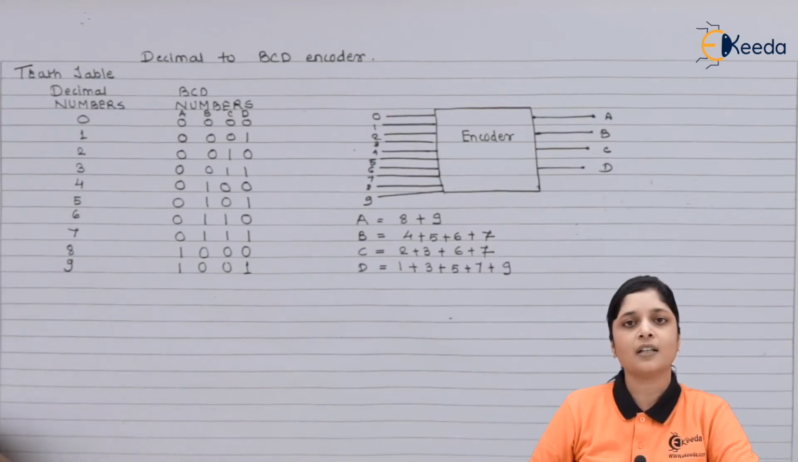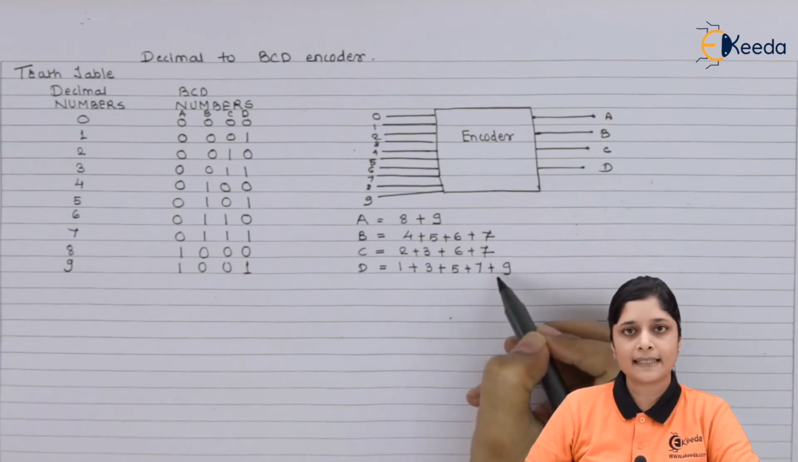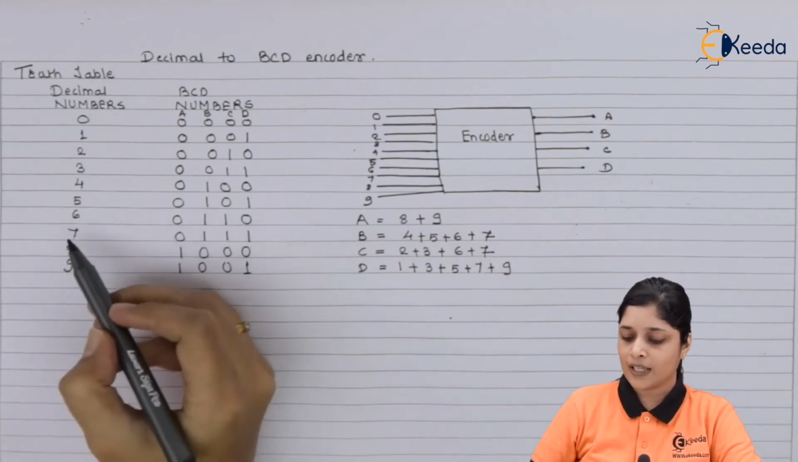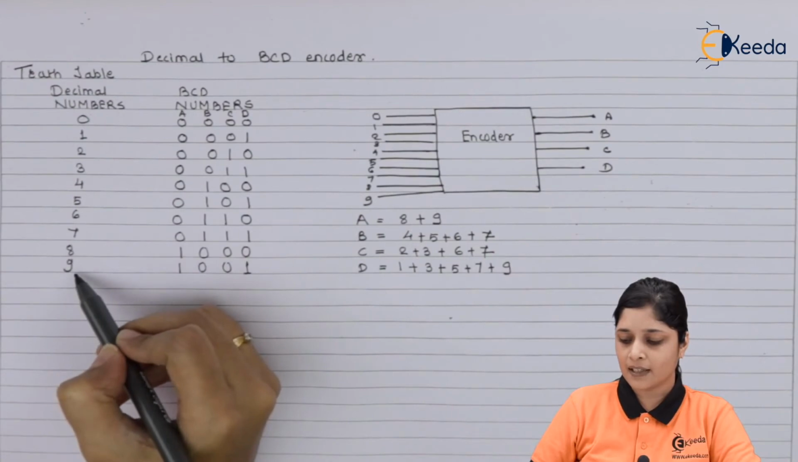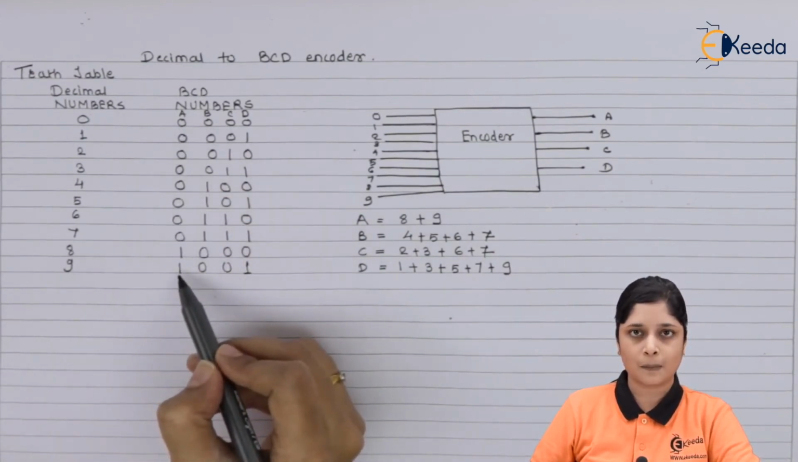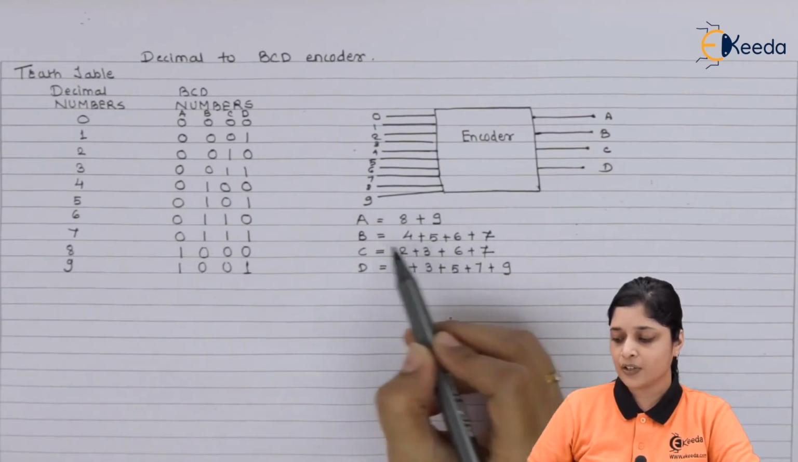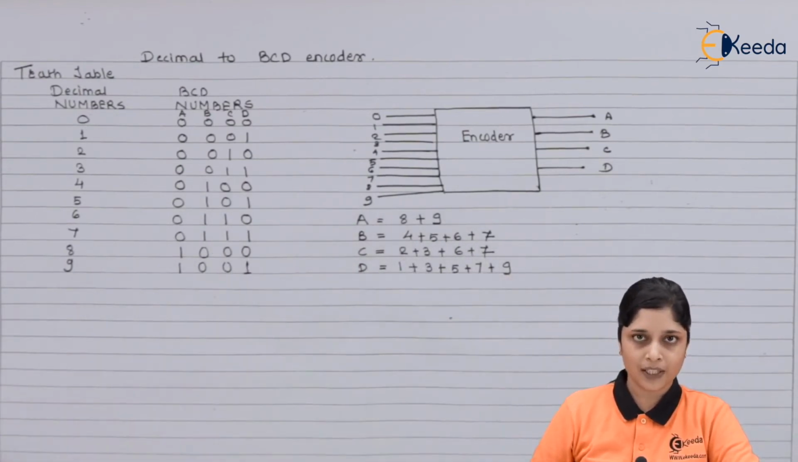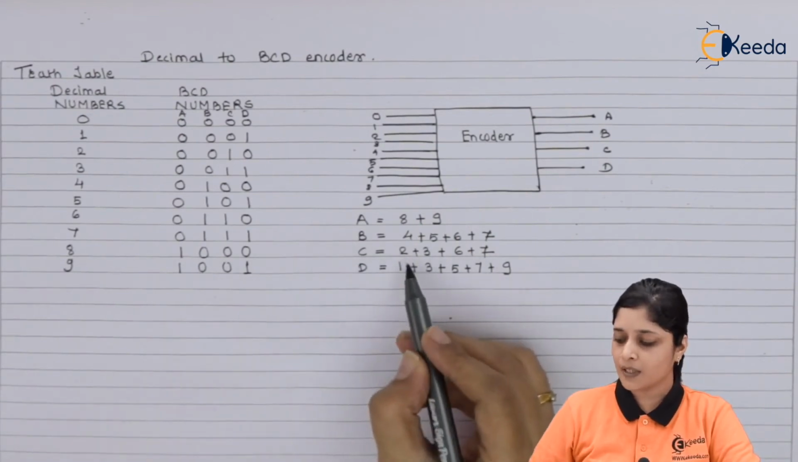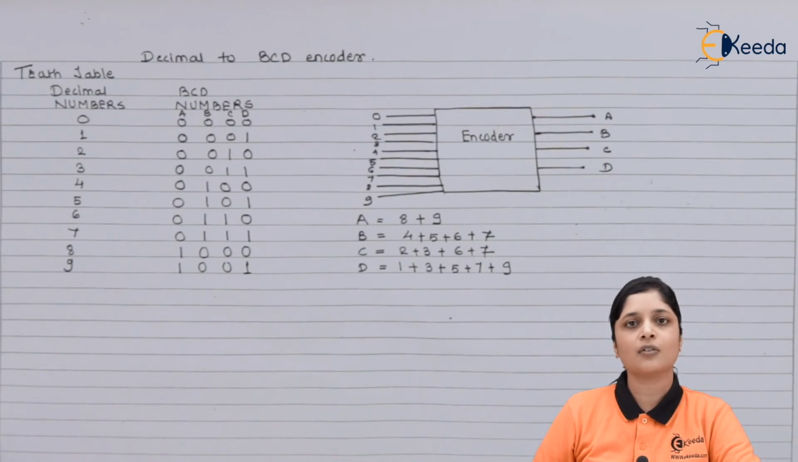So what we can conclude here, these are the expressions for A, B, C, D outputs. Whenever decimal numbers 8 and 9, then only at the output you will get 1. Whenever decimal numbers 4, 5, 6 and 7, then only you get output 1 for B. In this way, similarly for the C and D. Now for realization of the encoder, what you required here.